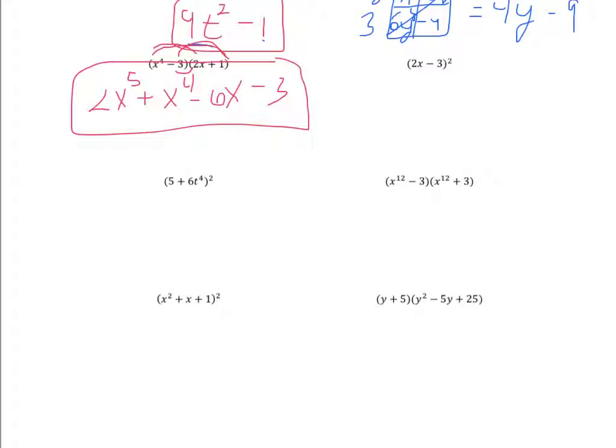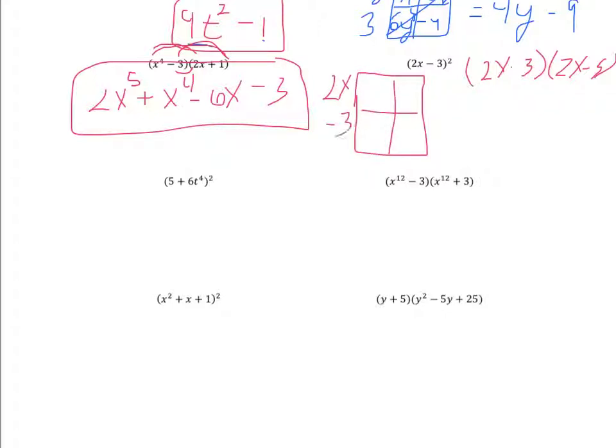So looking at this next one, we have something squared. So whenever you have something squared, it's two copies of that. So this is 2x minus 3 times 2x minus 3. So we can go ahead and multiply this in a box if we want, or whatever.